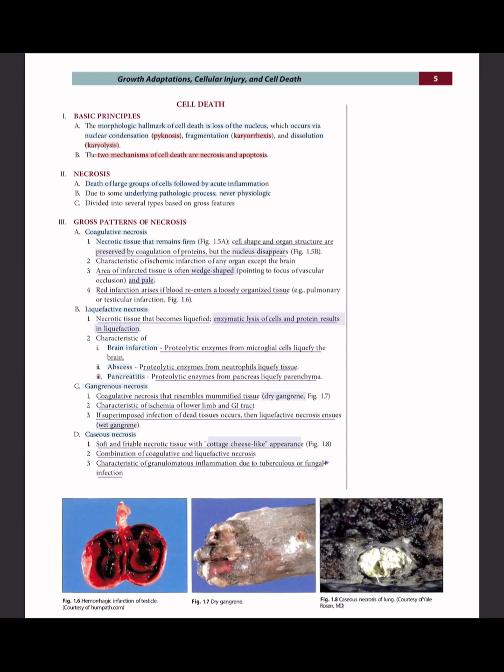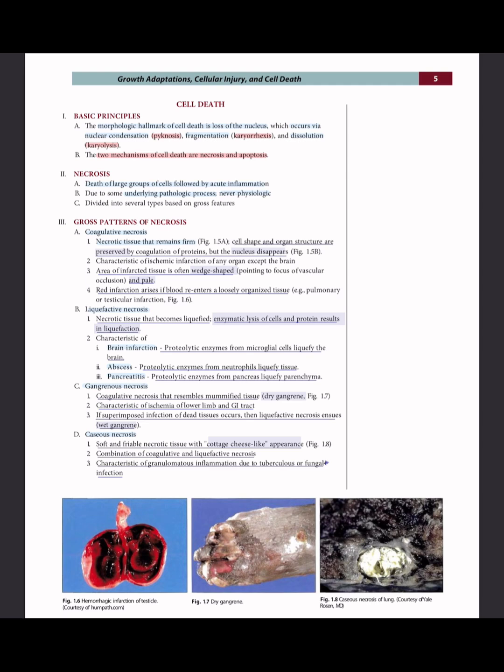Gangrenous necrosis. Coagulative necrosis that resembles mummified tissue, dry gangrene. Here we have a picture of dry gangrene with the mummified tissue that they were talking about. Characteristic of ischemia of the lower limb and GI tract. If superimposed infection of dead tissue occurs, then liquefactive necrosis ensues and wet gangrene occurs.